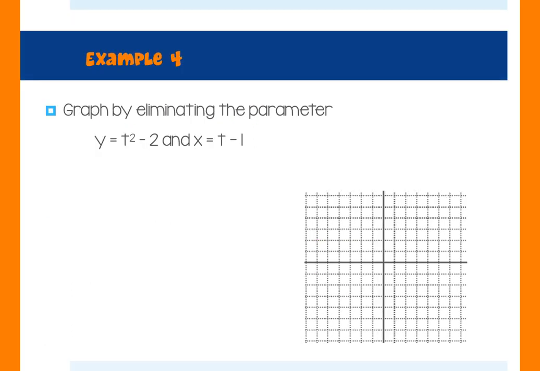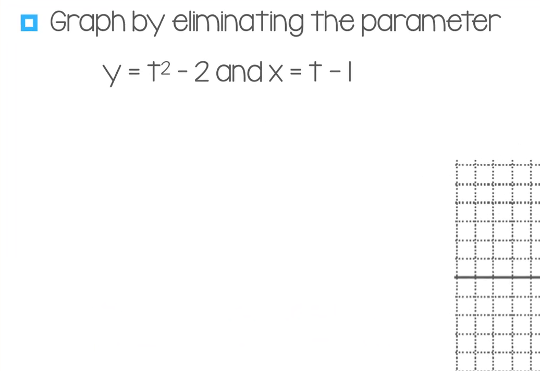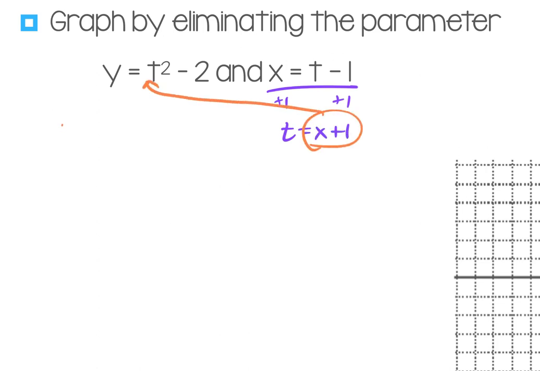All right, example 4, eliminate the parameter. So this time I get y equals t squared minus 2 and x equals t minus 1. Pick one to solve for t. T minus 1. Okay, so this one, I would just add the 1. And I get t equals x plus 1. And then I'm going to take this and plug it into the t. Y equals x plus 1 squared minus 2.